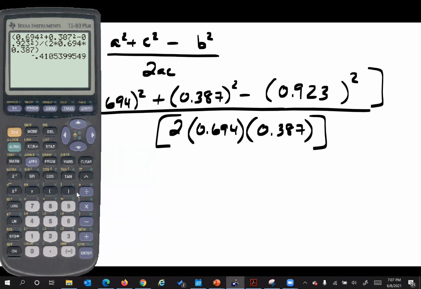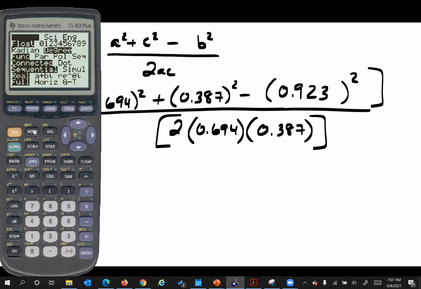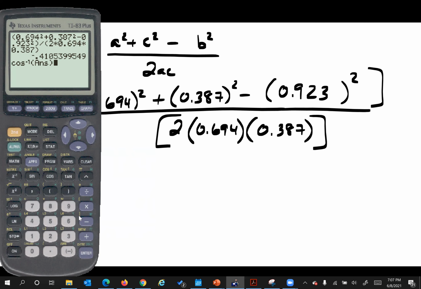Now I still need to take the cosine value of it. And the little negative right there actually tells you it's going to be more than 90 degrees, so that already gives me that. So cosine inverse of my answer. Oh, you know what? I better make sure I'm in degree mode. So yeah, I'm in degree mode. Okay, click enter, voila, 114.